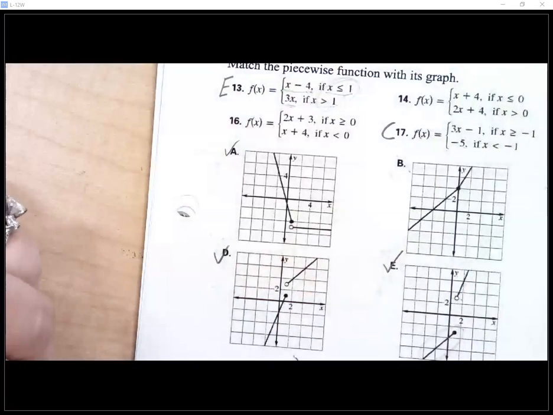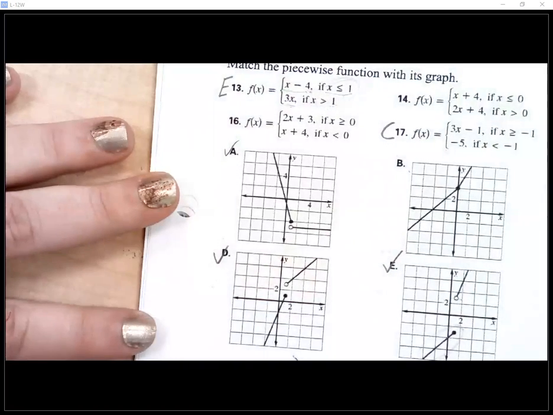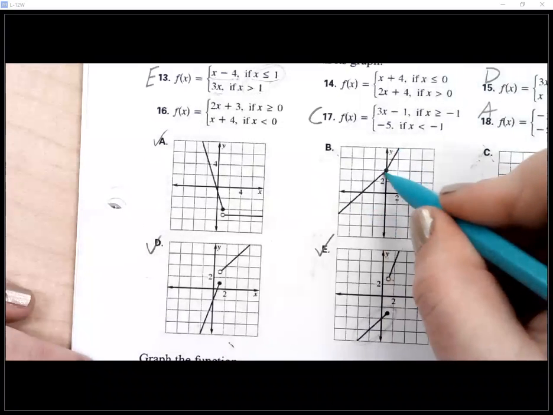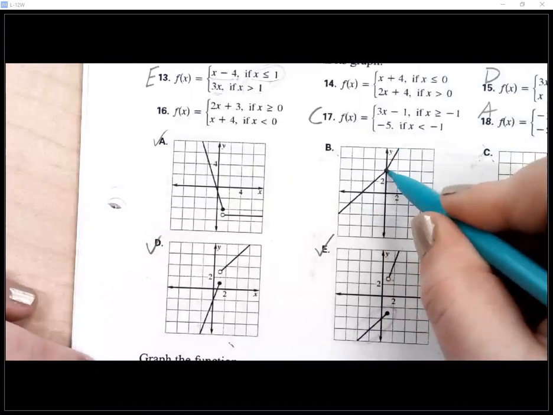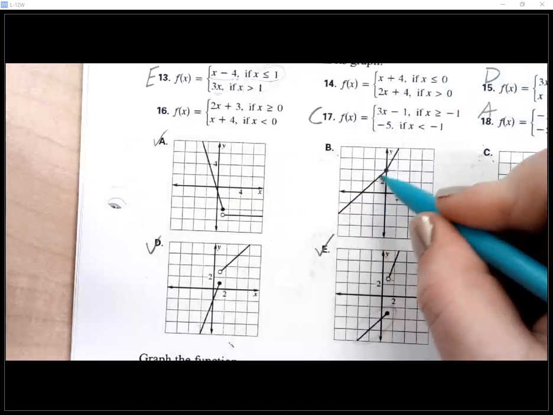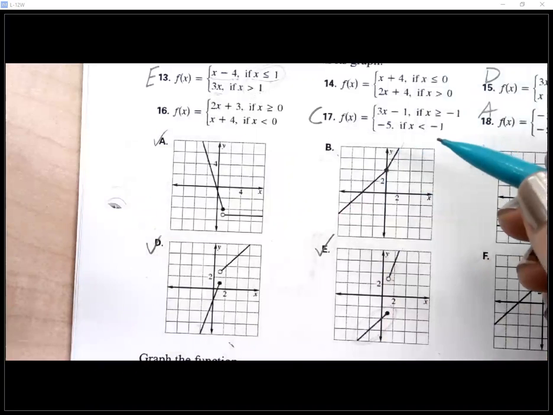Oh, now this is interesting. Look at B, right? See how my two pieces actually overlap at the same point? That's allowed, right? If I have 2 points, literally one on top of another, it just counts as 1 point. This is still a function. There is still only one value, no matter what x I plug in, I'm only going to get out one y value. So that still counts as a function.